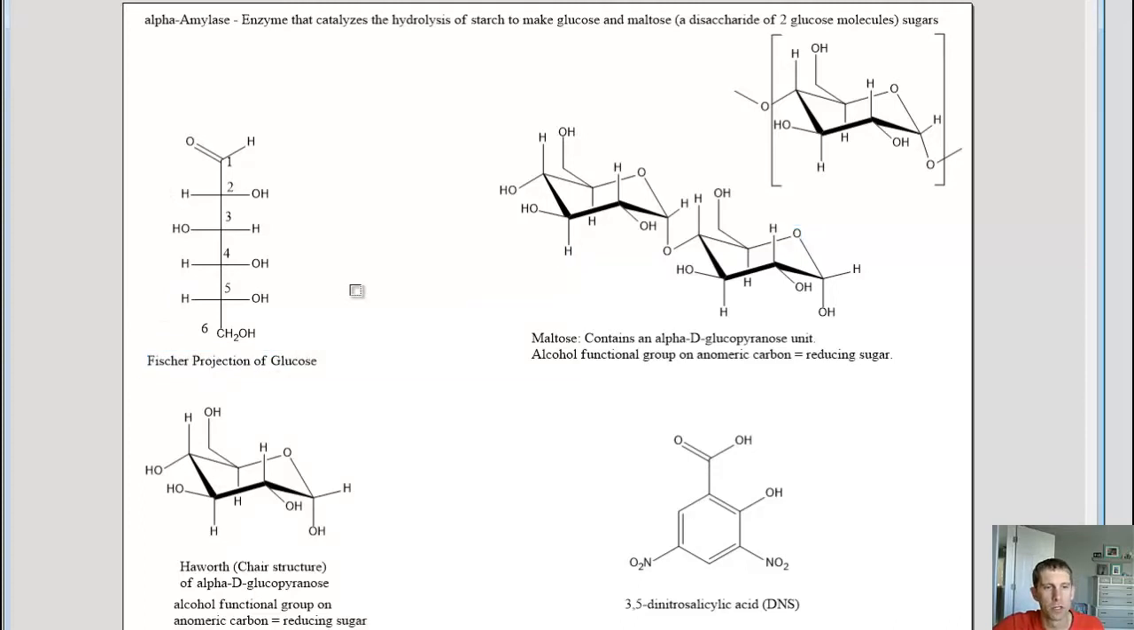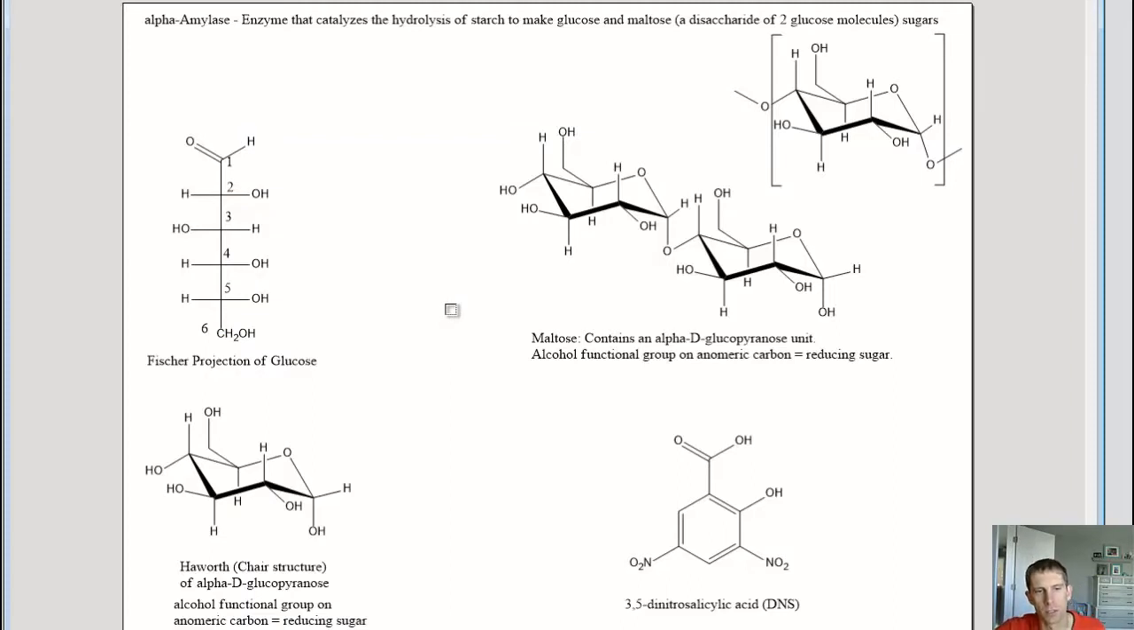For the Fischer projection, I've numbered the carbons on here. Carbon number 1 is our carbonyl carbon. Carbon number 2, 3, 4, 5, and 6, all the way down this carbon chain. So we've got carbon number 1, 2, 3, 4, 5, and 6. That's the Fischer projection of glucose.